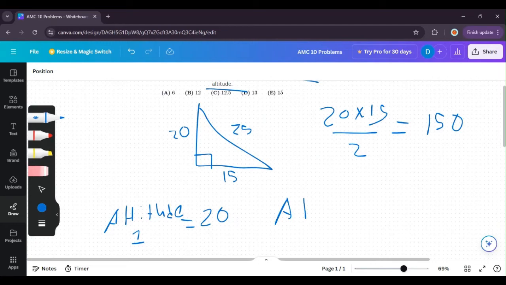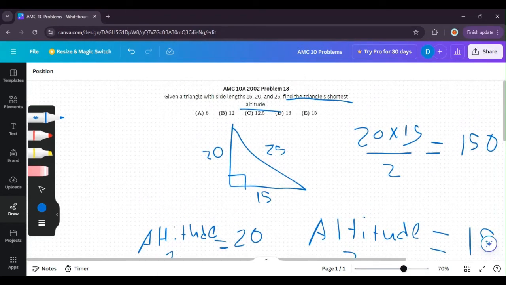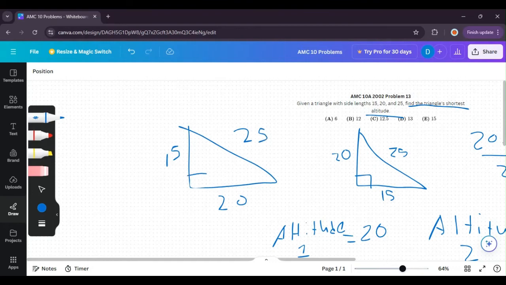Well, the other altitude we have, altitude 2, is 15. And the reason why I know that is because if we just flip it over into this triangle, 15, 20, and 25 is the same triangle. 15 is also an altitude because it is perpendicular. The line of 15 is perpendicular to the base, which is 20.